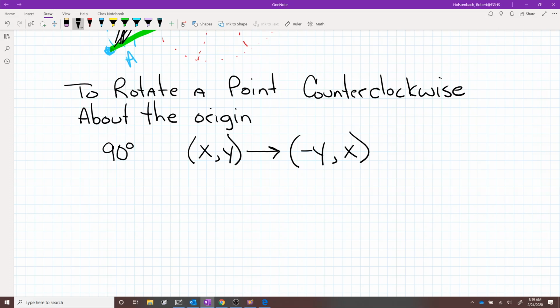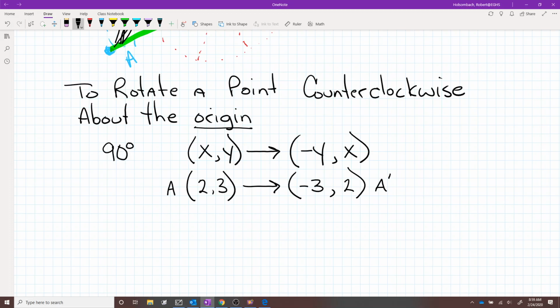Okay? So for a 90 degree rotation, if, let's say, point A was at 2, 3, after a 90 degree rotation about the origin, look at what A prime would be. Your original y times -1, so -3 becomes your x, and your original x becomes your y. So this would be 2. So this would be your A prime.